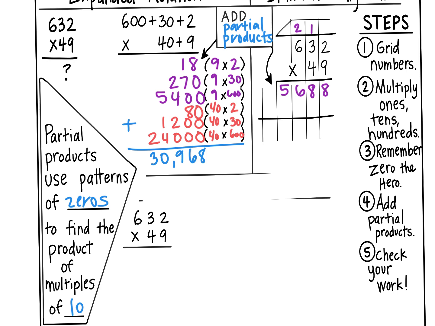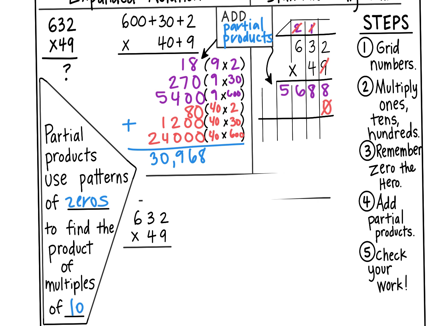And now I'm going to do step 3, which says remember 0 the hero. So I'm going to put my placeholder here. I'm going to also mark out my 9 because I don't want to multiply that anymore. And I'm also going to cross out everything that I carried from the last thing. That way nothing is reused or confused. And now I can start multiplying my 4.